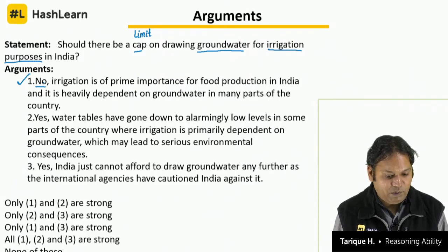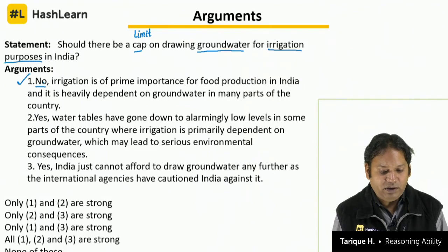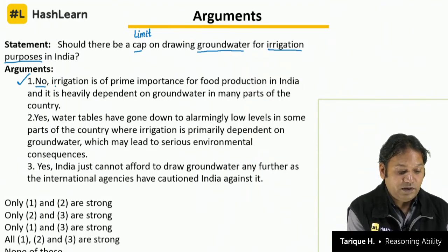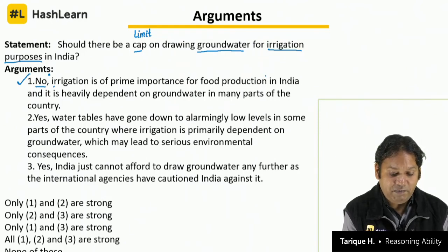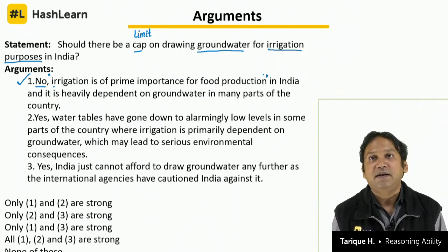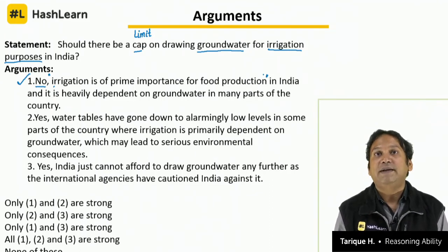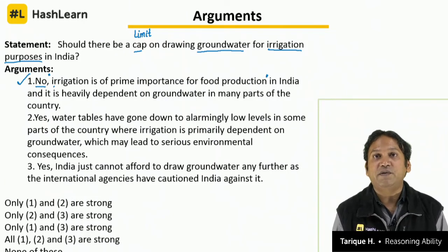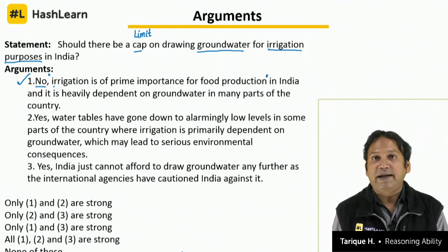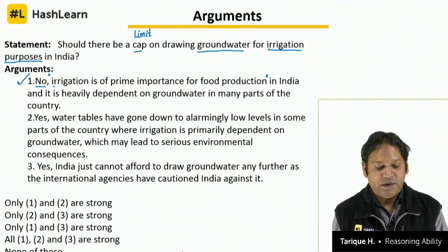Irrigation is of prime importance for food production in India and it is heavily dependent on groundwater in many parts of the country. So it is a very important point here, valid point. Irrigation is of prime importance for food production, and food is important for us. If we don't have food, what will you eat? You start importing food, the cost of food will go up very high, that's not a very good thing. So irrigation is of prime importance for food production.